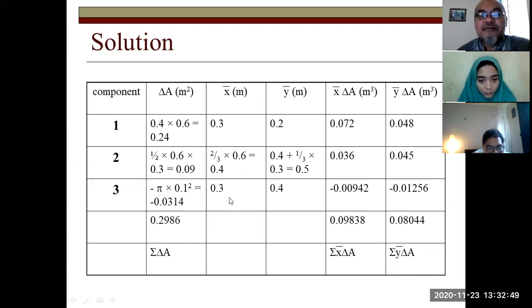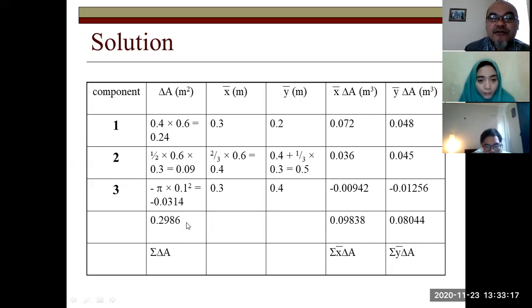The x is the middle, 0.3 meter. The y coordinate is 0.4 meter. And x times delta A is this times this one. Y times delta A is 0.4 times minus 0.0314. We obtain negative 0.01256.